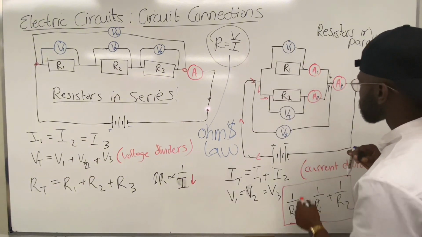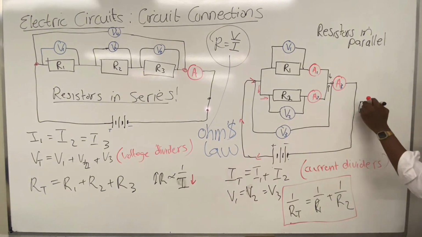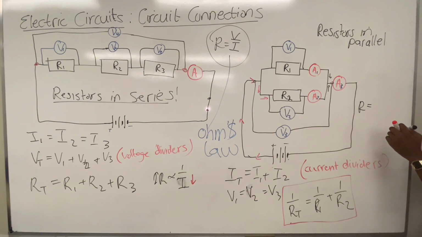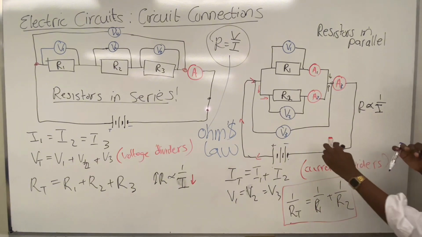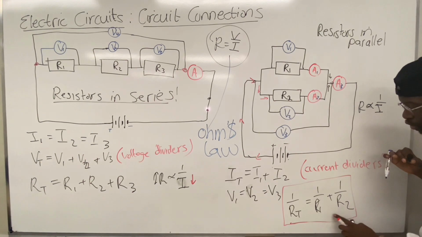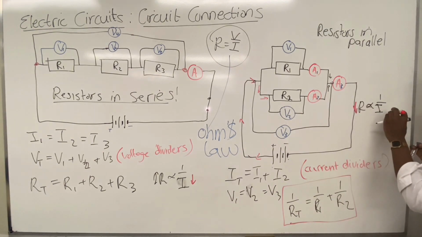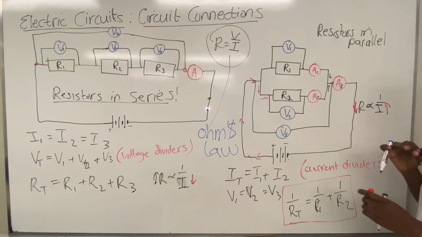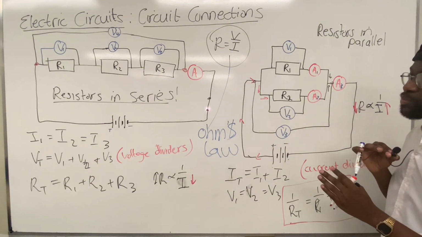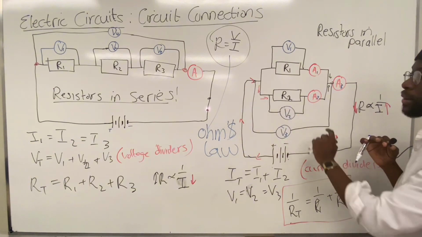Now, with parallel connections, if we have resistance inversely proportional to current, and we keep adding them in parallel, meaning that we increase these denominators, we'll see that the more we add, the value of the total resistance will go down. Therefore, the current will go up. And that's the difference between a circuit connected in series and a circuit connected in parallel.